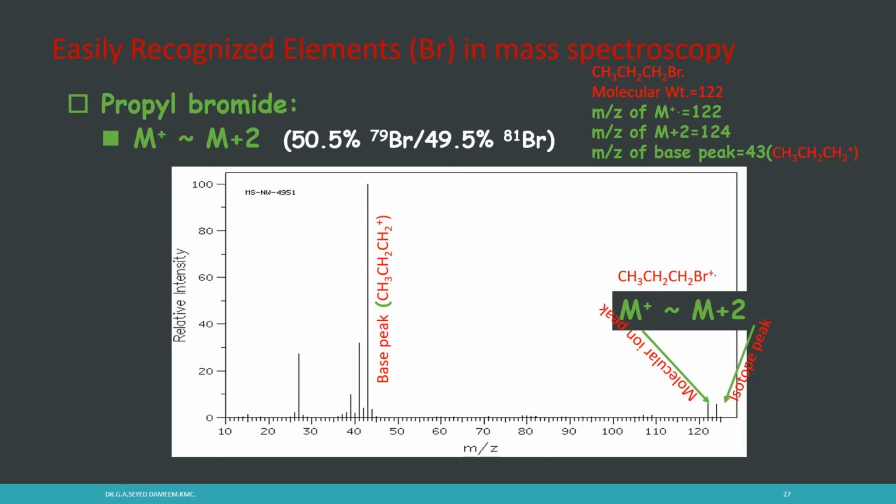So the mass spectrum contains the molecular ion peak and isotopic peak with equal intensity, and another peak, the base peak, which has 100% intensity. That peak is given by the ion CH3CH2CH2 plus, formed by simple fragmentation of the molecular ion, that is by elimination of a bromine radical. So the spectrum contains the base peak, molecular ion peak, and isotopic peak, and some other fragment ion peaks with the mass 41 and with the mass 27.